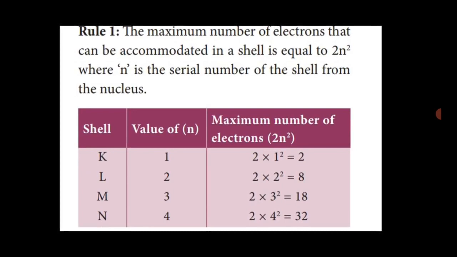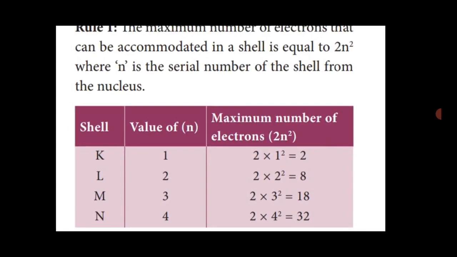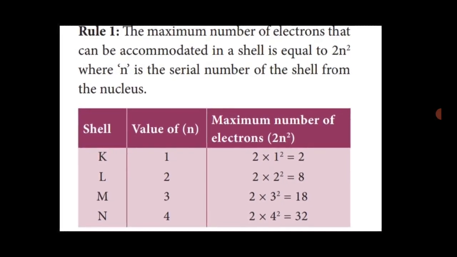We know 4 shells are available. The first shell is K, the second shell L, the third shell M, the fourth shell N. The n value of the K shell is 1, L shell 2, M shell 3, N shell 4. Substitute this n value in the formula 2n squared. For the first shell, the K shell, n is 1, so 2 into 1 squared gives 2. So the maximum number of electrons in the K shell is 2.